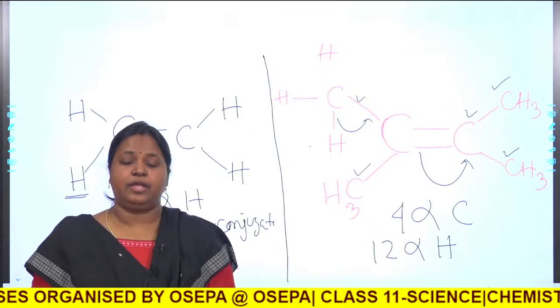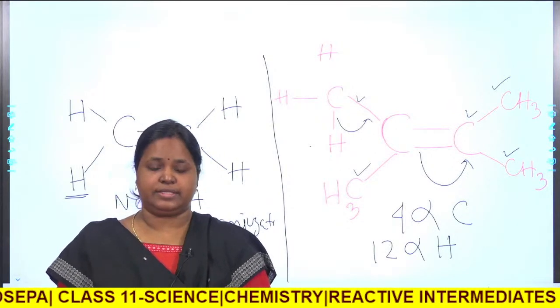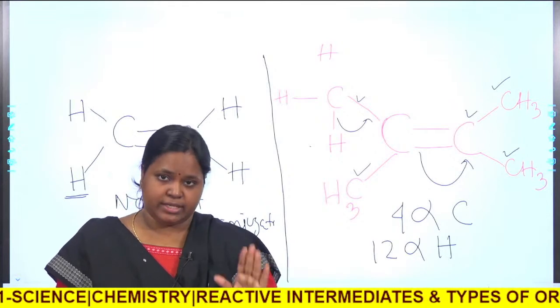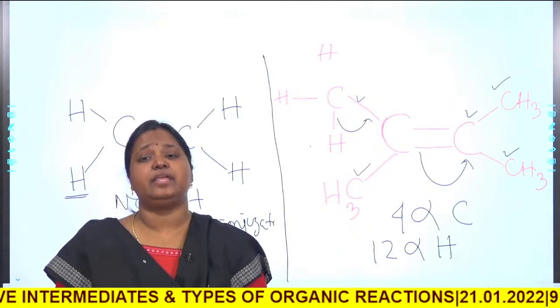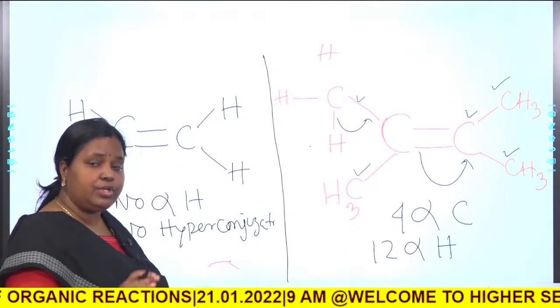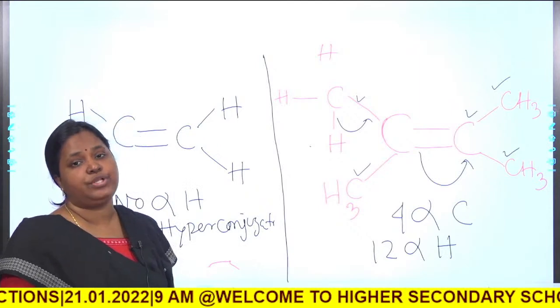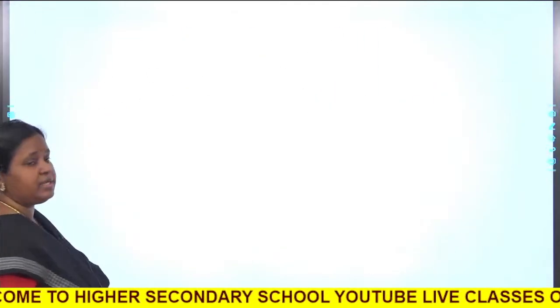So, remember that if you are asked how to calculate the stability of the alkene, you just calculate the number of alpha hydrogens, then you can know which alkene is more stable. More is the number of alpha hydrogens, more is the stability of the alkenes.